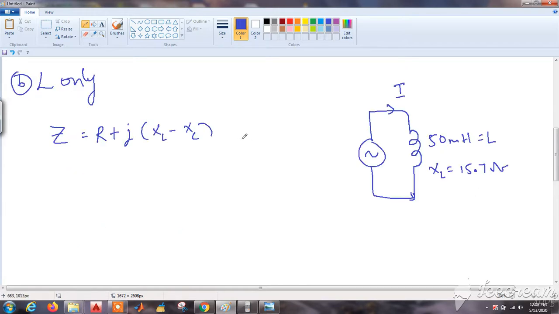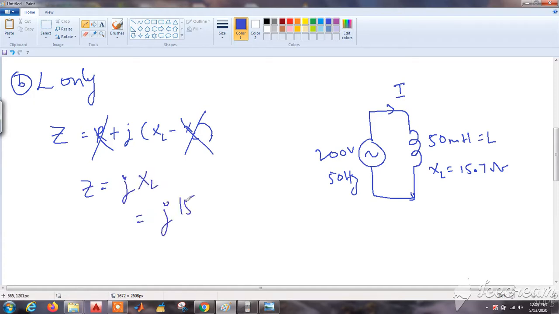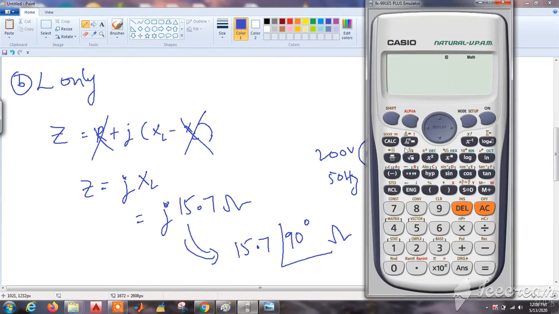Now coming to L only, I have drawn the circuit diagram, that is, this is a 200 volt 50 hertz supply connected to the inductor L. So in this we don't have Xc, we don't have R, so Z is directly jXL or j15.7 ohms. Now in phasor representation we can write this as 15.7 angle of 90 degrees. You can also calculate it.